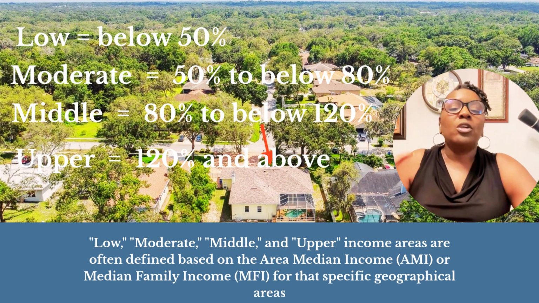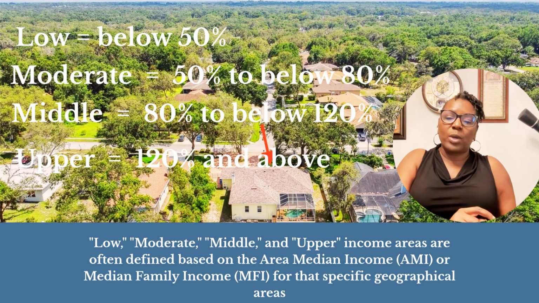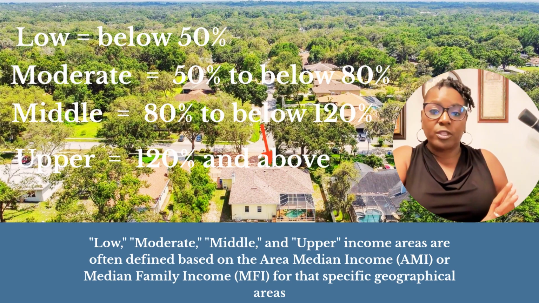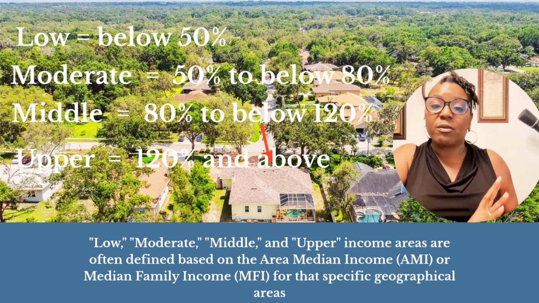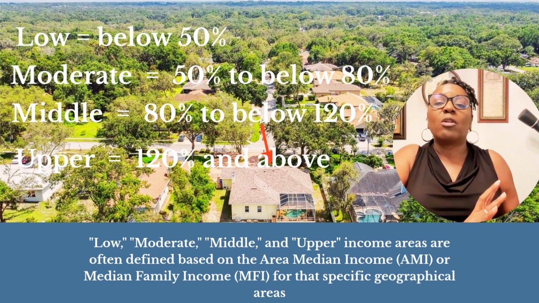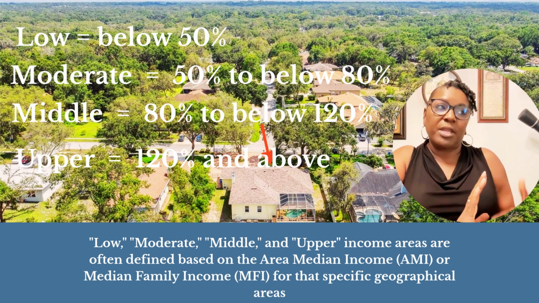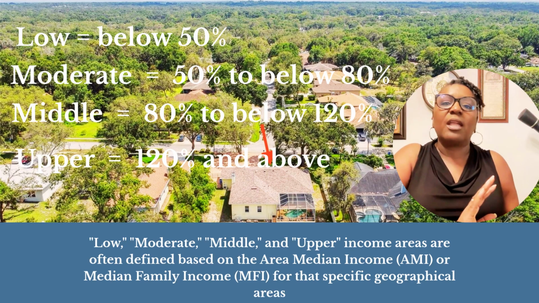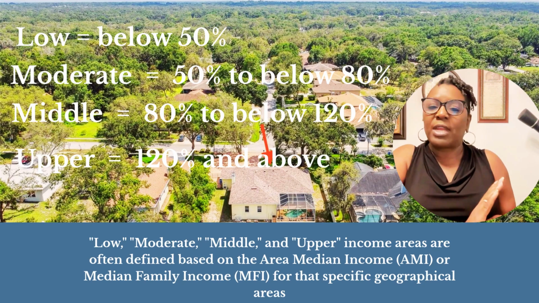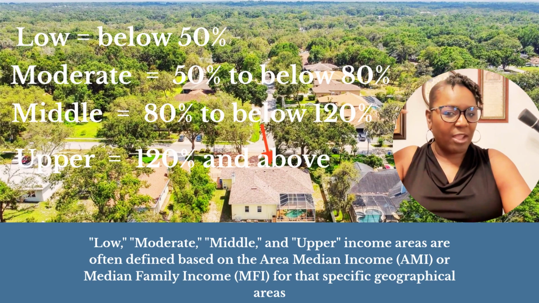So you want to keep that in the back of your mind as we proceed to actually do the search. You're going to be looking for the words low or moderate, middle, and upper, and that will tell you if the property is actually in a census tract area, or in an area that is designated as a targeted area. So keep that in the back of your head.